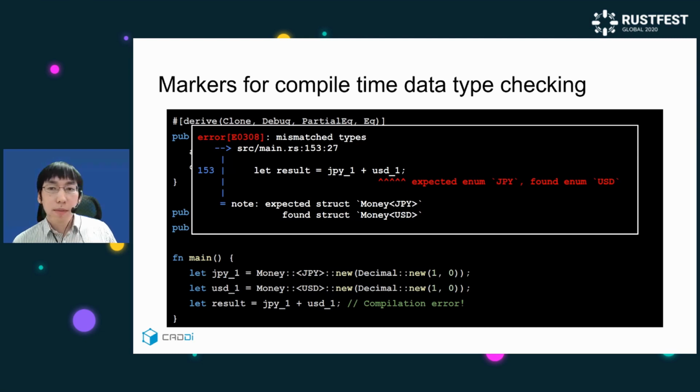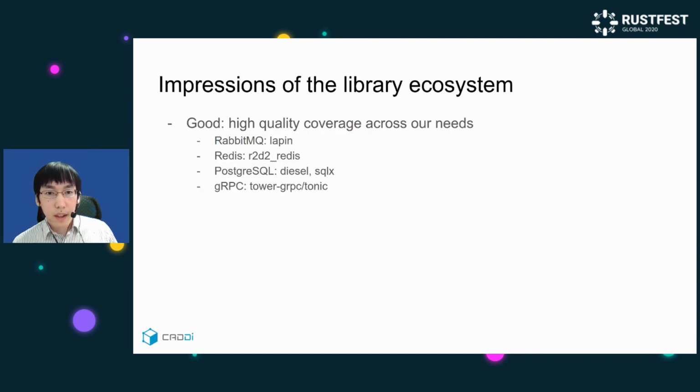Next, I'd like to talk about some of our impressions of the library ecosystem. The good parts: we actually found very high quality coverage across our needs. We use RabbitMQ for our event bus, Redis for some caching, PostgreSQL for data persistence, and gRPC for communication purposes. Here, we've listed some of the libraries that we've used, and we have found incredibly good experiences with them.